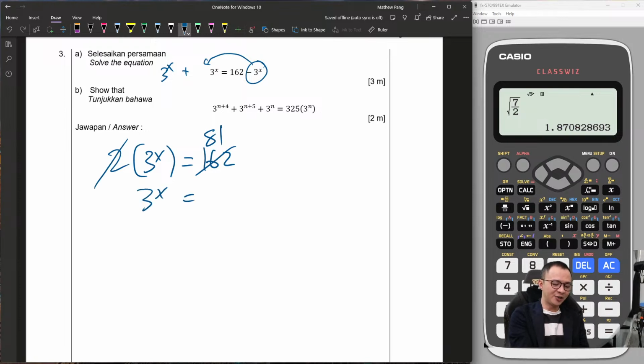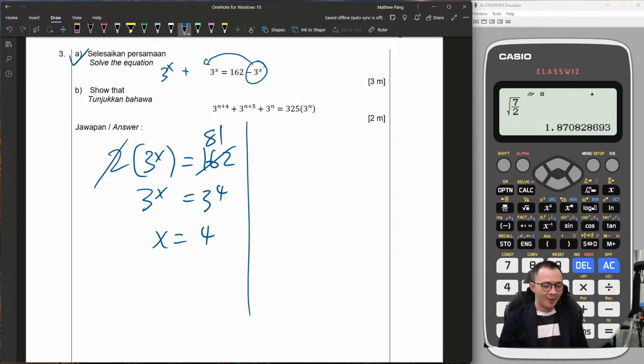So 81 is 3 power 4. Then x equals 4. Done. 3 marks. Okay, the second one, they ask us to show. So I literally will start from here. So this is 3 power n multiply 3 power 4 plus 3 power n multiply 3 power 5 plus 3 power n.